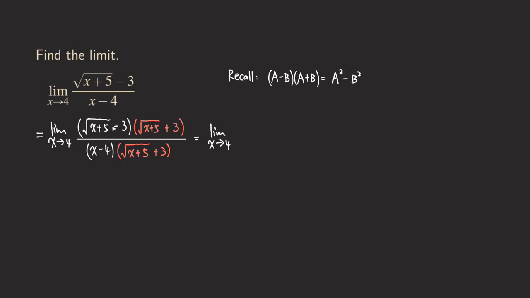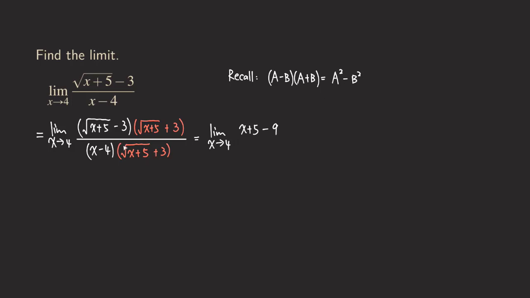And so the a is our first term here, the square root of x plus 5, and then the b is the 3. So we have a minus b, which is square root of x plus 5 minus 3, and then a plus b is square root of x plus 5 plus 3. And now we square the a, square the square root of x plus 5, so we just get x plus 5, and then minus, the minus sign comes from here, and then the b is just the 3, right? So we're just going to square it, so we get 9. So we get x plus 5, and then minus 9. And then now, what about the denominator?